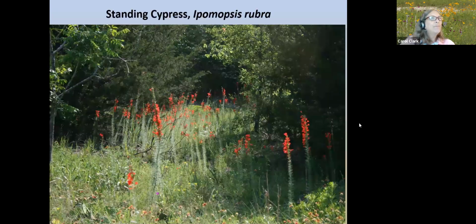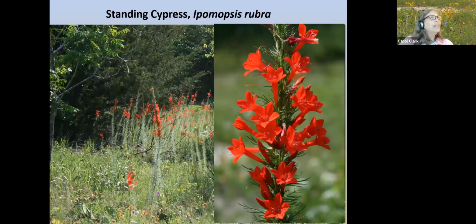Standing cypress. This one is a hummingbird magnet. Anything with long, red, tubular flowers like this is likely to draw in hummingbirds and offer a good nectar reward to those hummingbirds. So this is actually a biennial, which is strange. If you want to plant these, you plant the seeds, and one year you'll get this ferny, lacy foliage that stays low, a little rosette, if you will. And then the following year, they'll pop up and they can be 4 feet tall and just covered with these blooms that keep coming and coming as long as it doesn't get too dry.